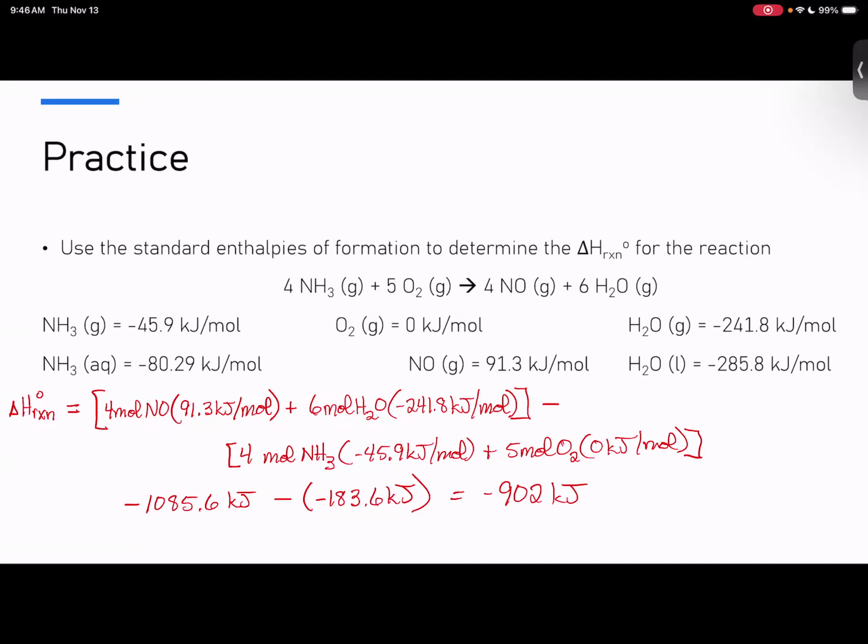Yes. You are given a table that you can look it up on. This table is embedded in the problem, so it's right there. But yes, I give you the standard enthalpies of formation in a table for you to look up. Other questions?